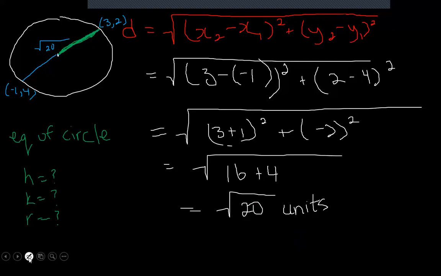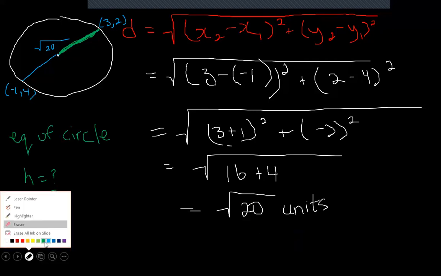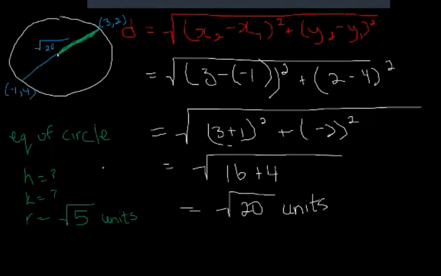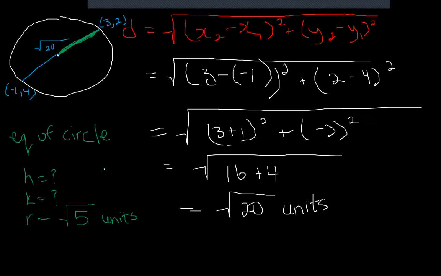So now we know that the length of the radius is this. Remember, if it's not an exact decimal, don't approximate it, write the exact value. So that's root 5 units. Everybody good with that? Yes, miss. Okay.